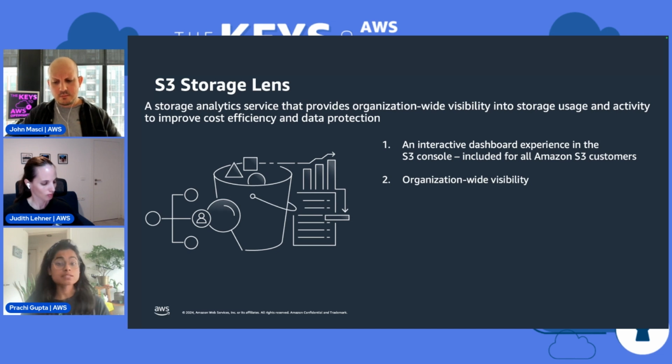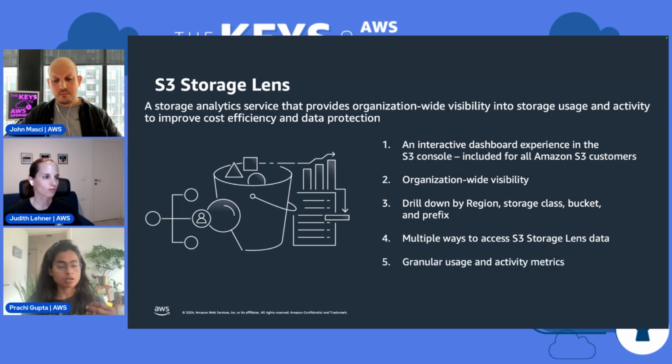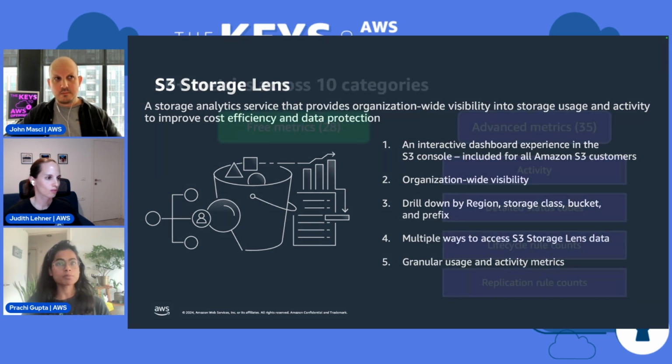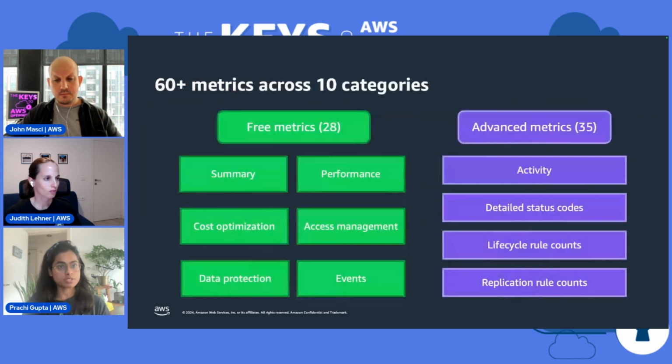S3 Storage Lens is the first cloud storage analytics solution to provide a single view of object storage usage and activity across tens to hundreds of accounts in an organization, where you can drill down by region, storage class, bucket, and even prefix. You also have multiple ways to access the Storage Lens data, and you can go granular based on usage or activity metrics. In the storage optimization cycle, S3 Storage Lens is the recommended tool to continuously observe your data and audit the impact of your organizational actions on the storage footprint.